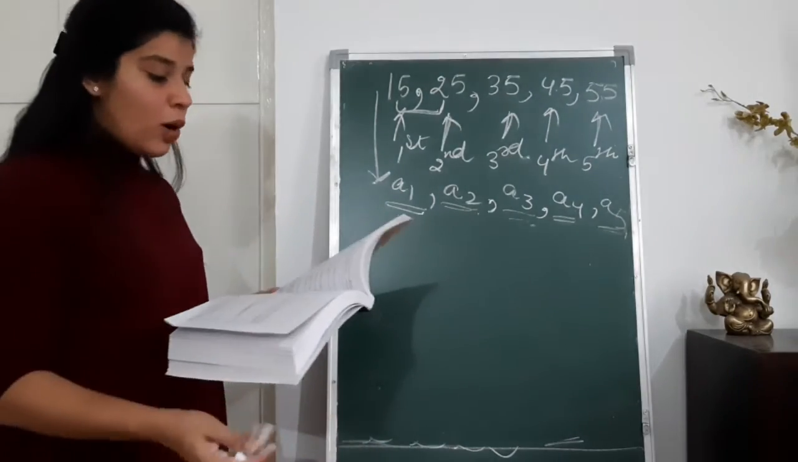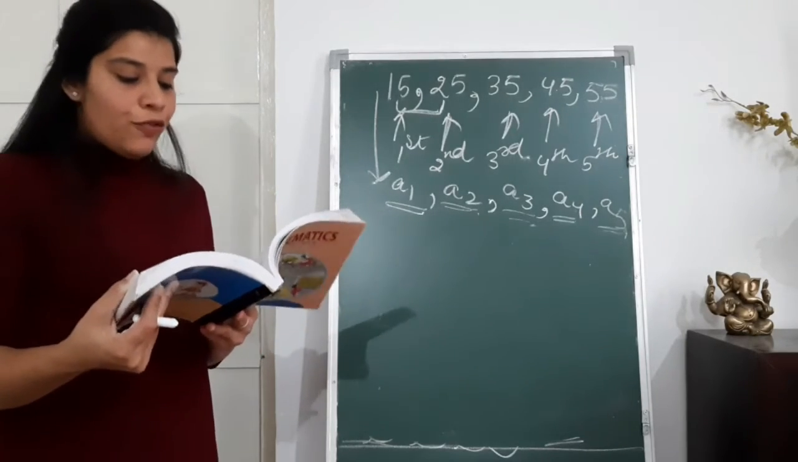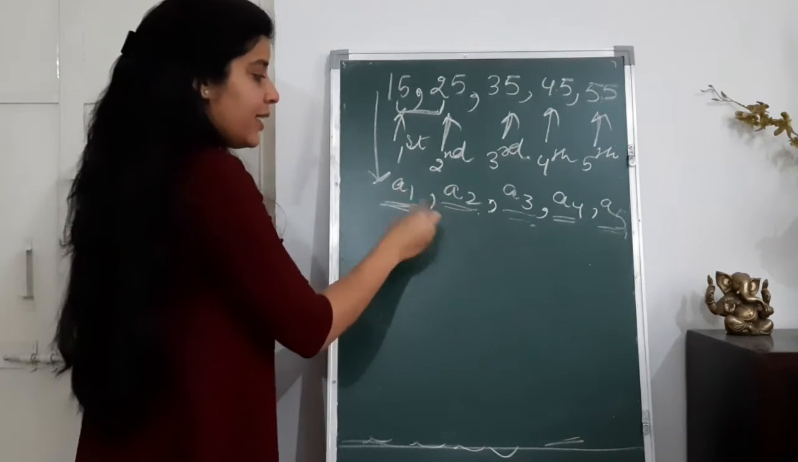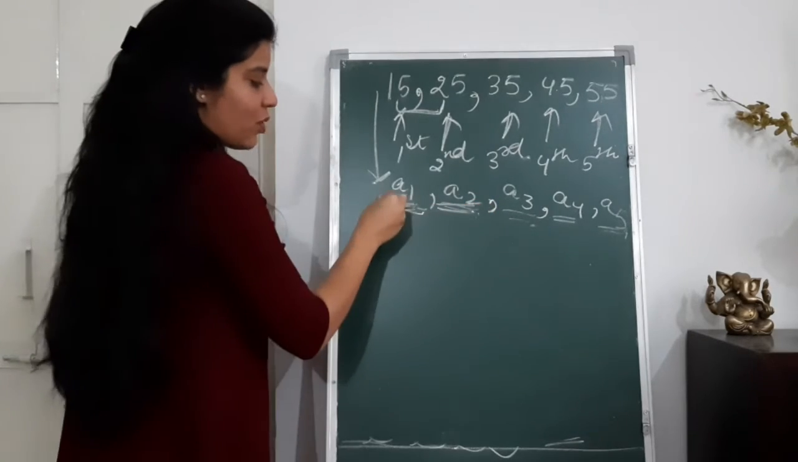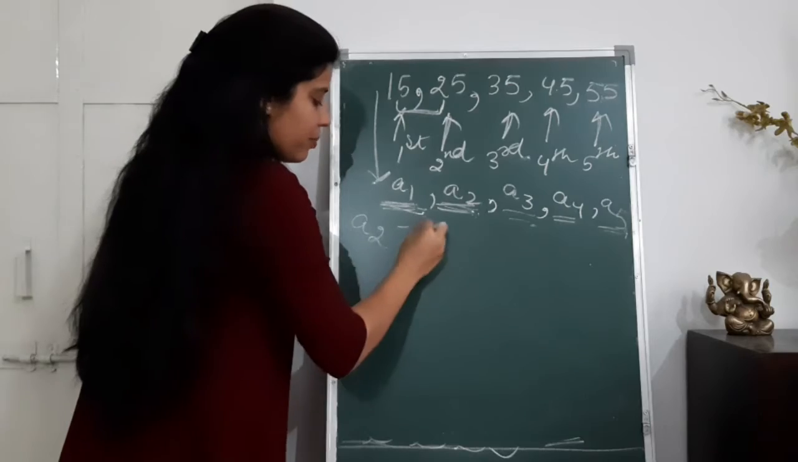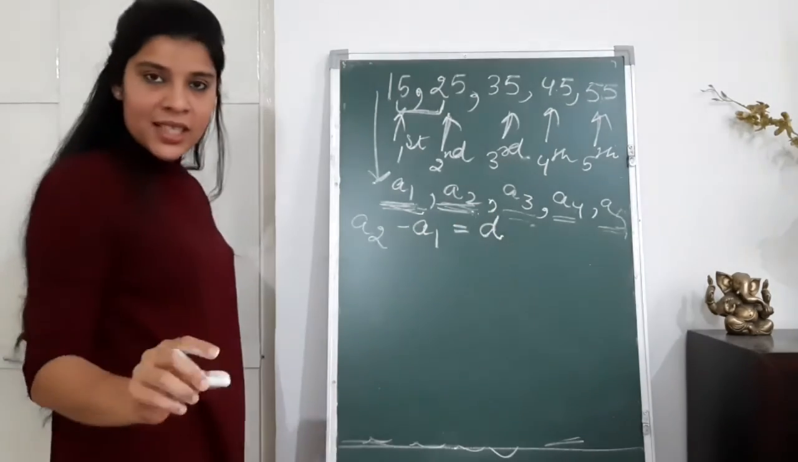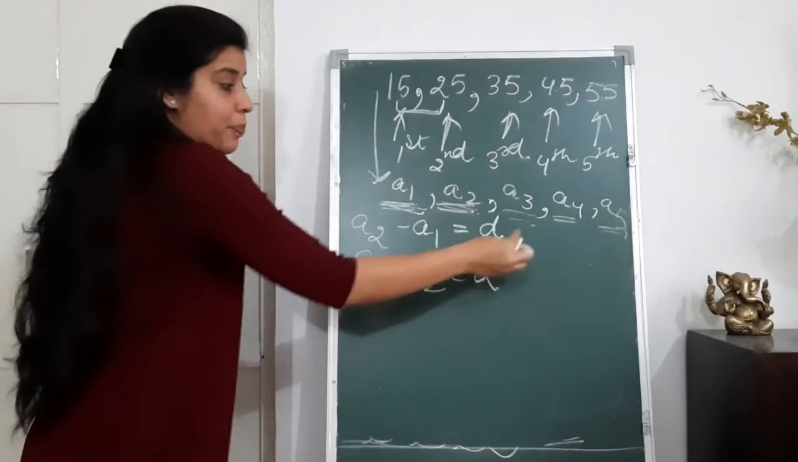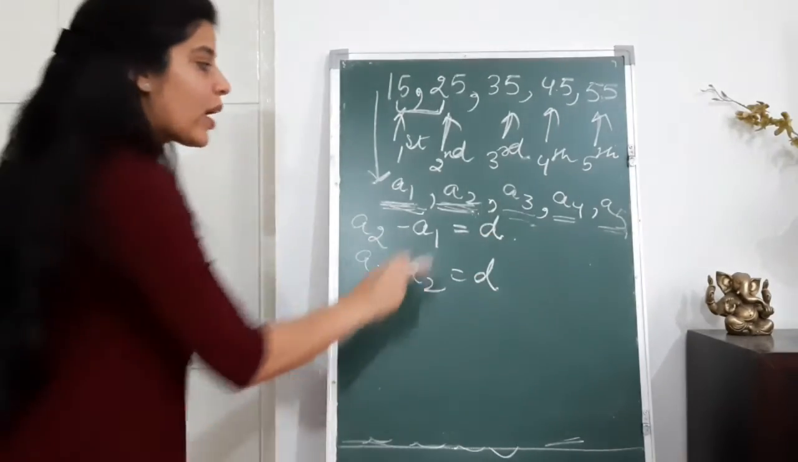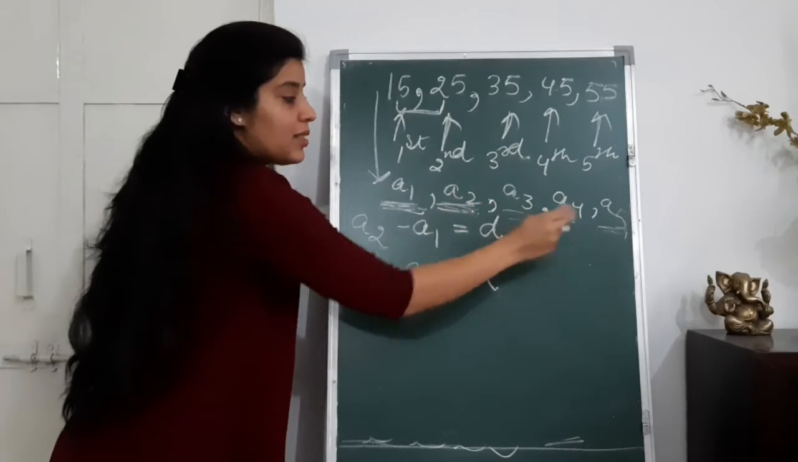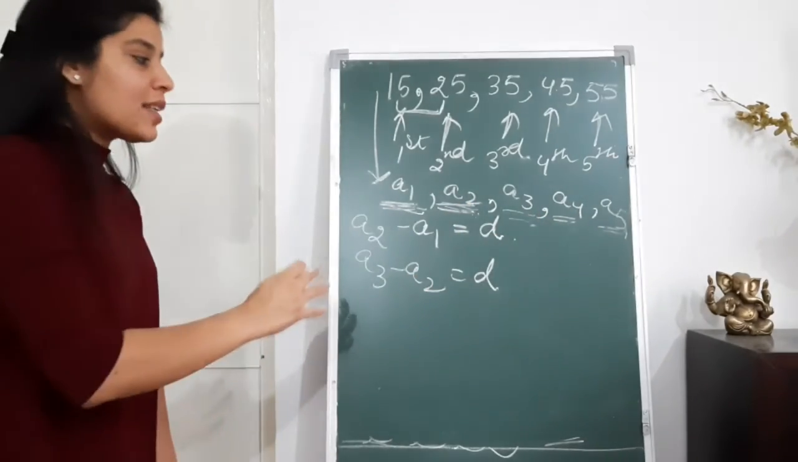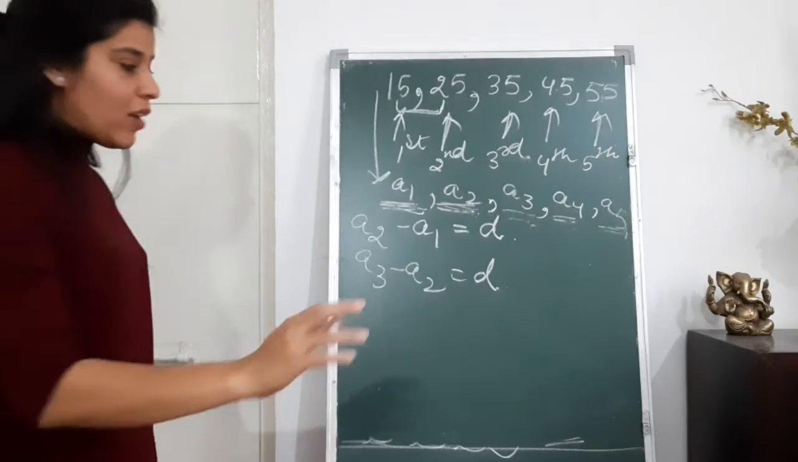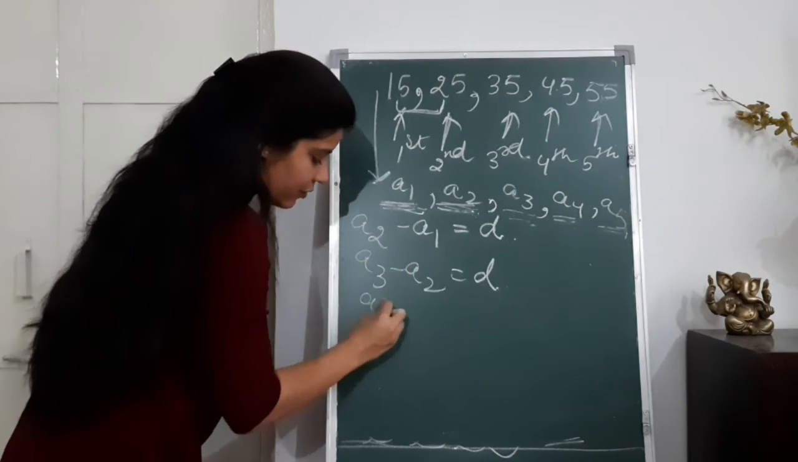So if you want to write the general form of an AP, please understand this. I clearly told you that common difference is when you subtract the first term from the second term. So A2 minus A1 is equal to D. A3 minus A2 will also be equal to D, right? This is the prerequisite condition for an AP: when you subtract each term from the next, it should give a common difference equal to D. So A2 minus A1 is D, A3 minus A2 is D, A4 minus A3 is D, A5 minus A4 is D. I will write it for you.